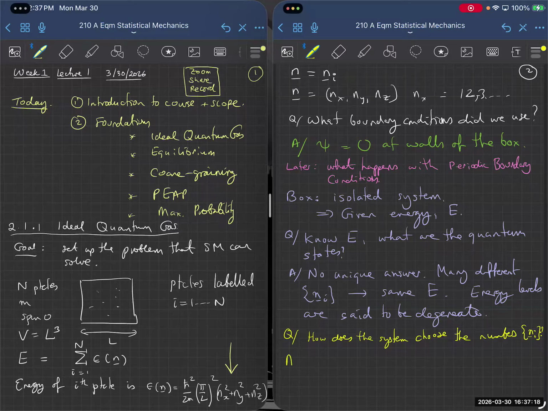Okay, so how does the system choose these quantum numbers? Somebody who hasn't answered a question yet. You asked a question, so okay, you can answer this one.